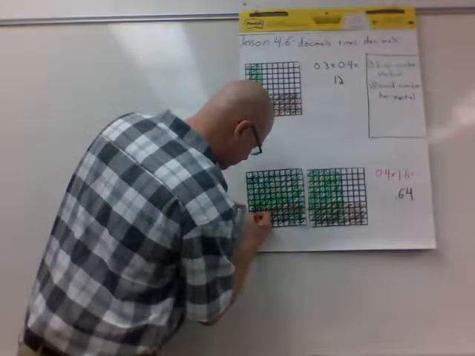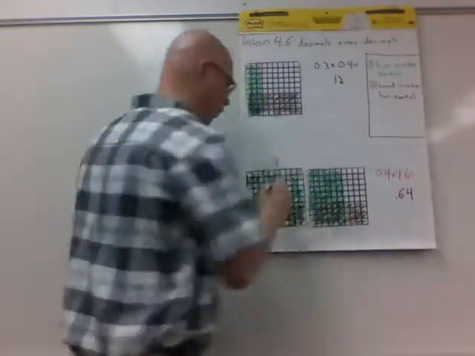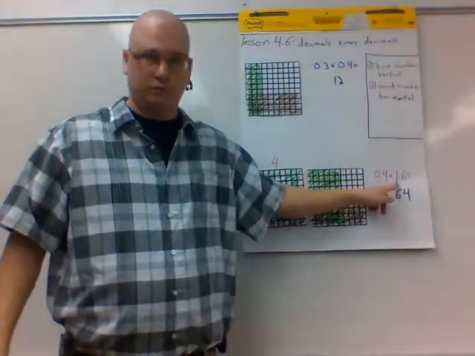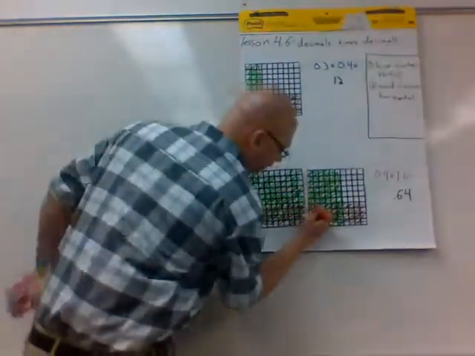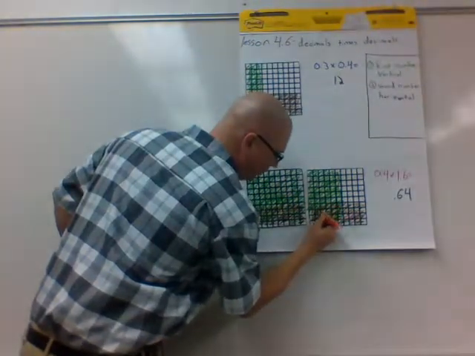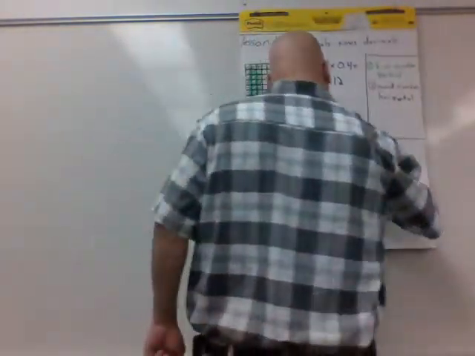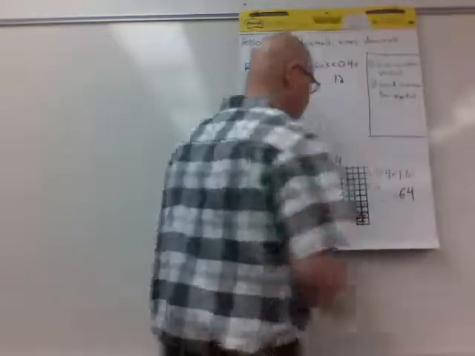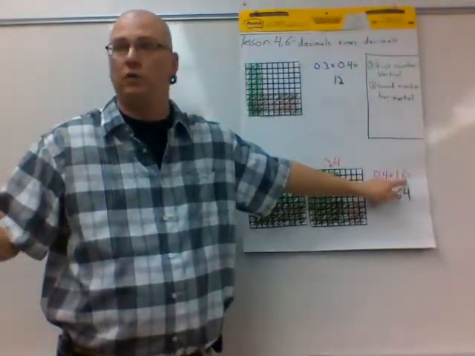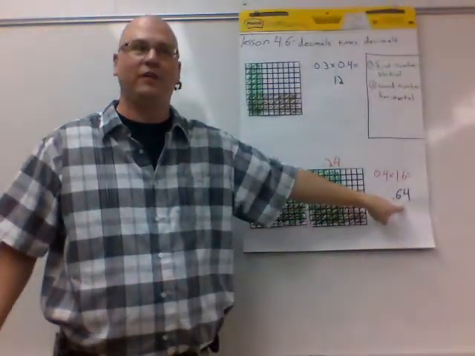Over here I have 1, 2, 3, 4/10. Yeah? 4 times 1? Over here I have 1, 2, 3, 4, 5, 6, 7, 8, 9, 10, 11, 12, 13, 14, 15, 16, 17, 18, 19, 20, 21, 22, 23, 24. 24 hundredths. 4 times 6? 24. Put them together, 64 hundredths. I know, right?